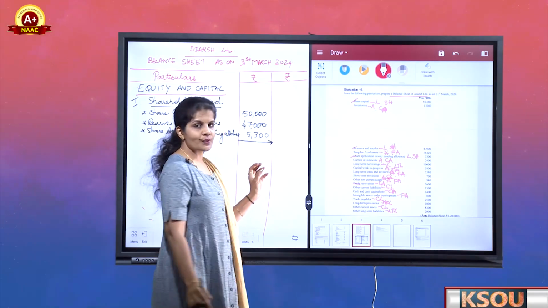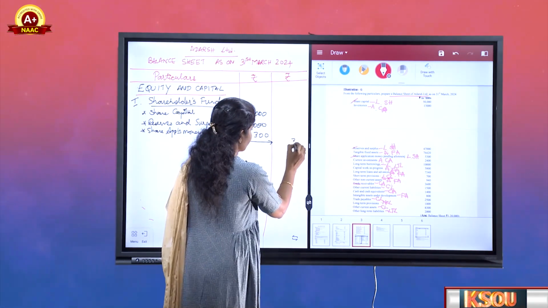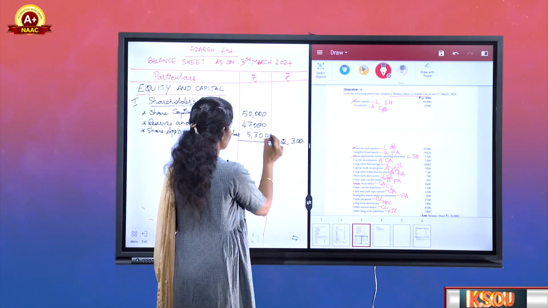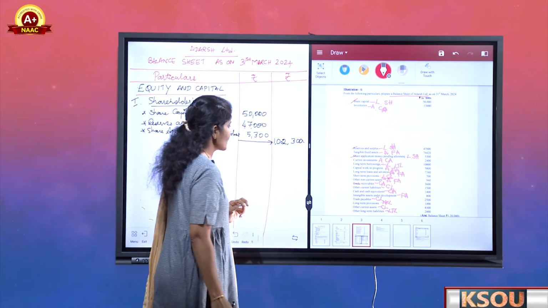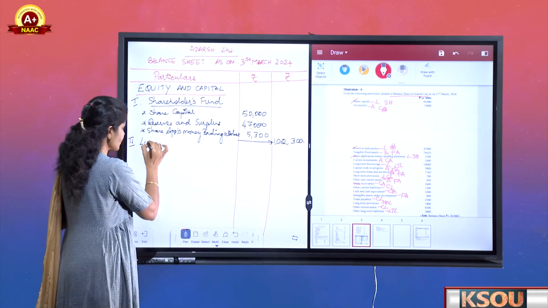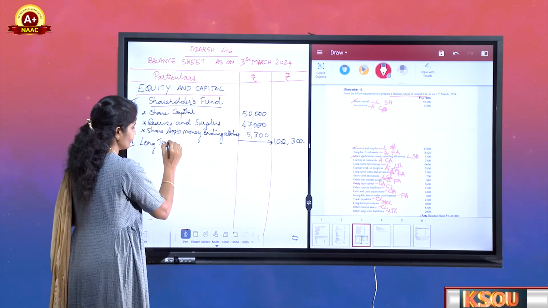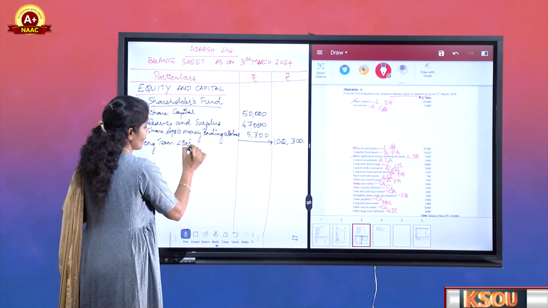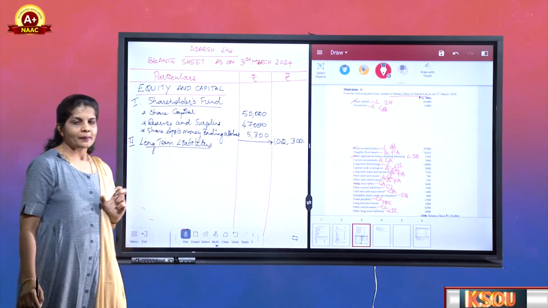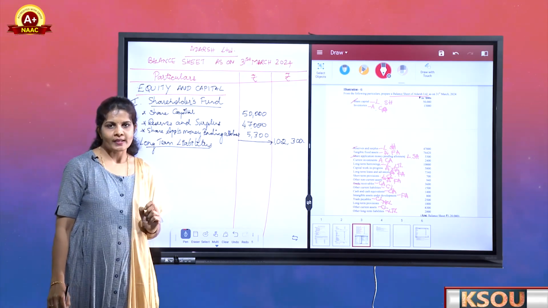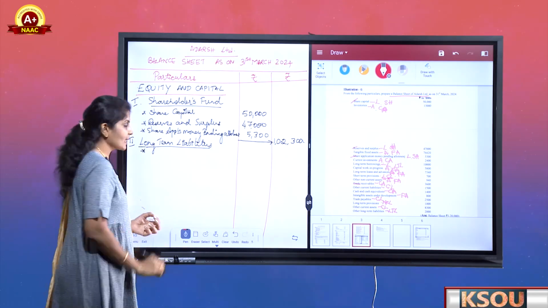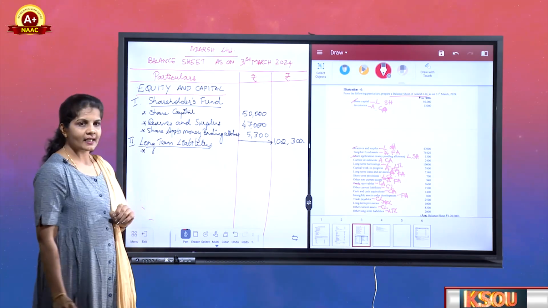Let us take this to the outer column. 1,02,300 is the shareholders fund. And the next heading is long-term liabilities. Under long-term liabilities, what items will we get? Long-term borrowings, long-term provisions, any other long-term liabilities will be taken. If there are any debentures, that will be taken under the heading long-term liabilities.